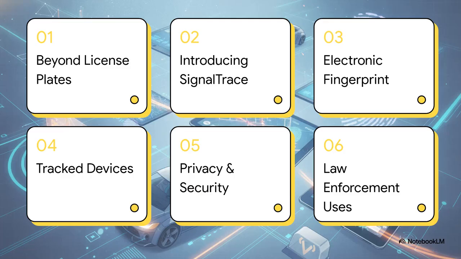Here's our game plan for today's explainer. We'll start with number 1, beyond traditional license plates. Then 2, introducing the SignalTrace system. 3, the electronic fingerprint explained. 4, track devices and sources. 5, privacy and security measures. And finally, 6, law enforcement practical applications.